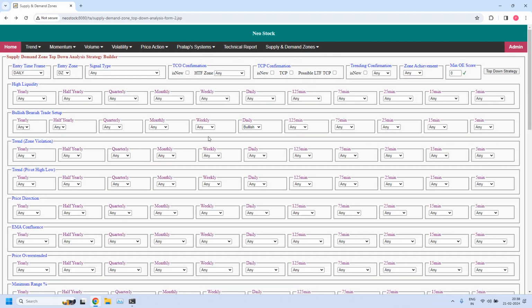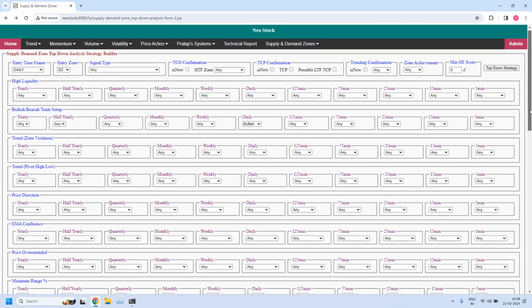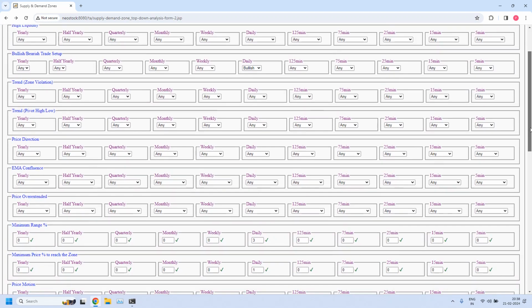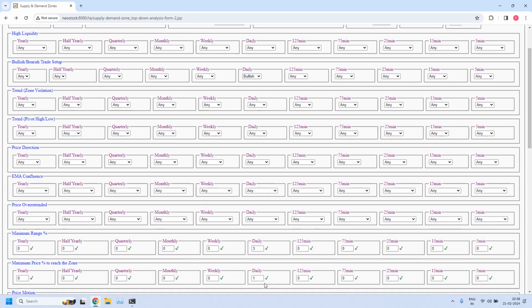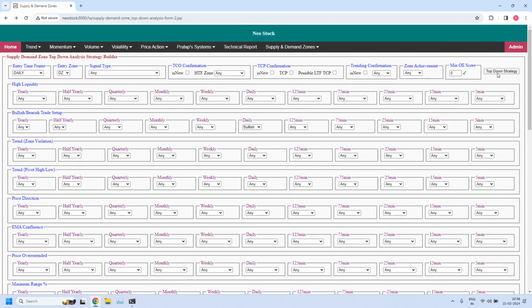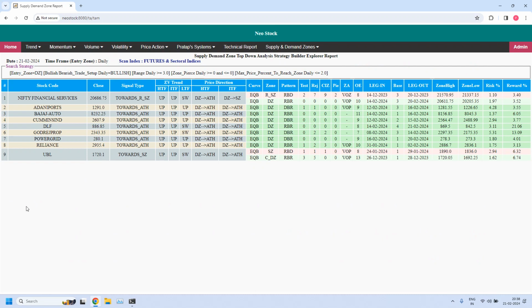So let me go back and let us generate the second report by setting the maximum price percent to reach the zone as 2%. That means within 2% to the demand zone, how many stocks are there? Now these 9 stocks are there.